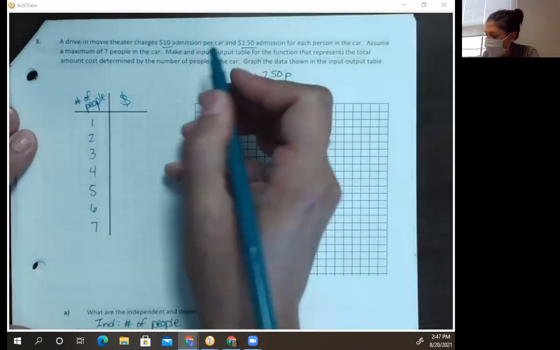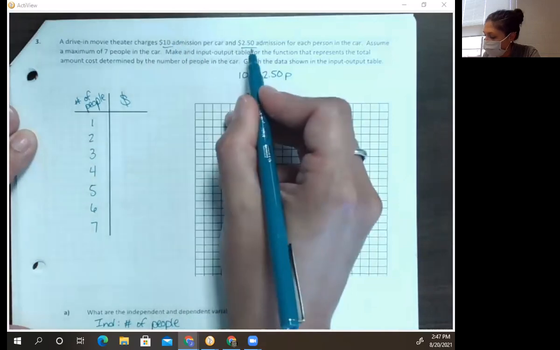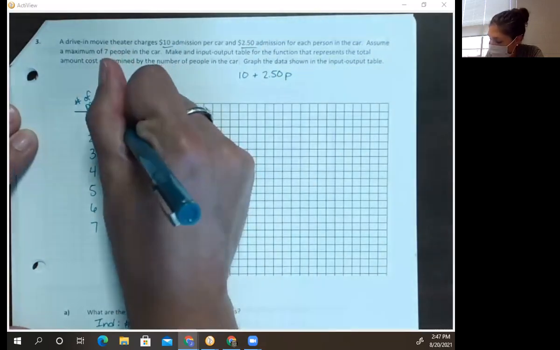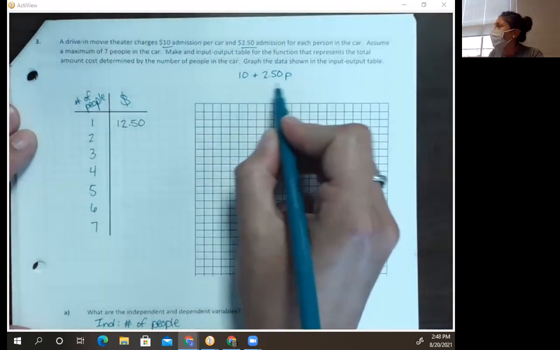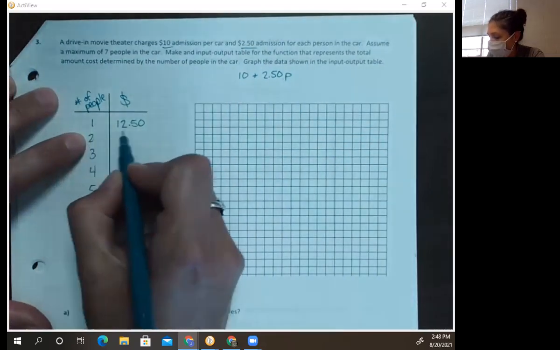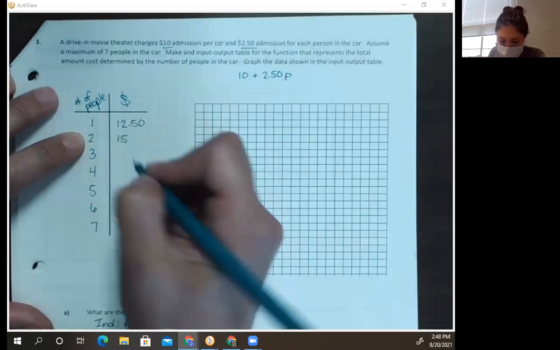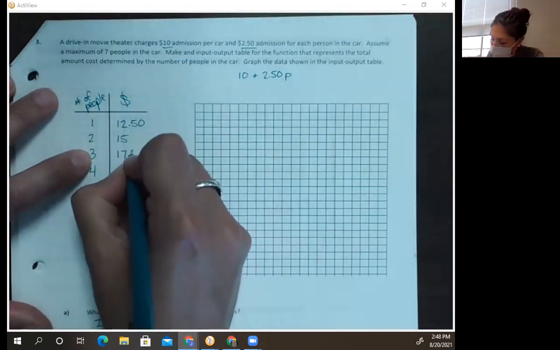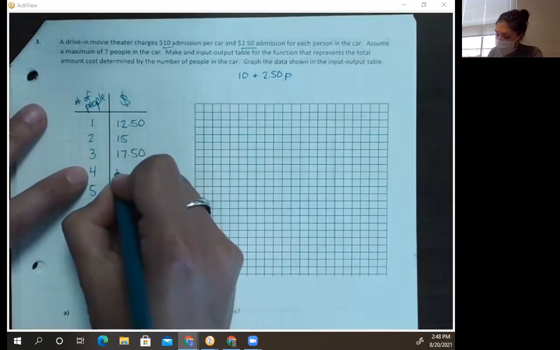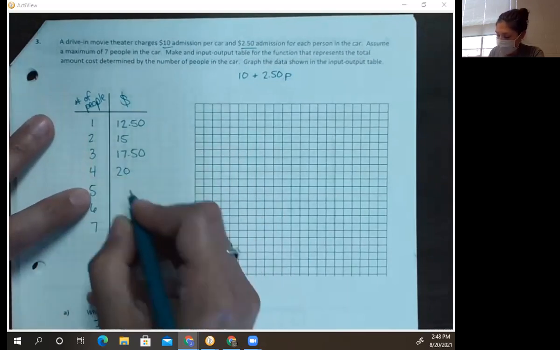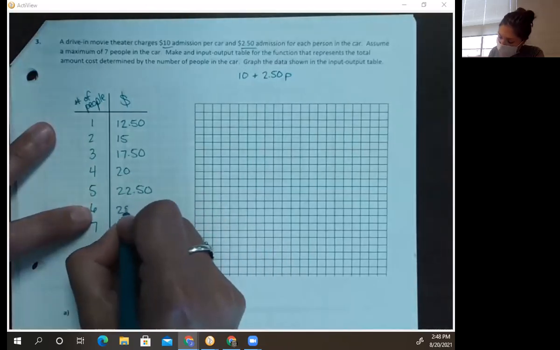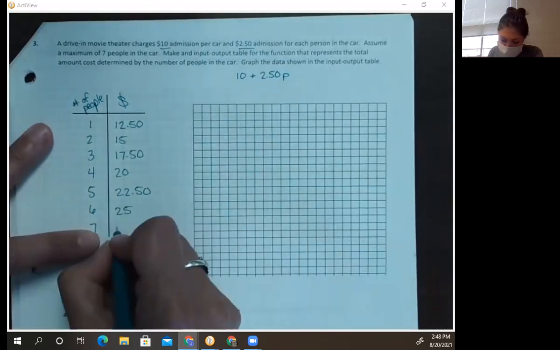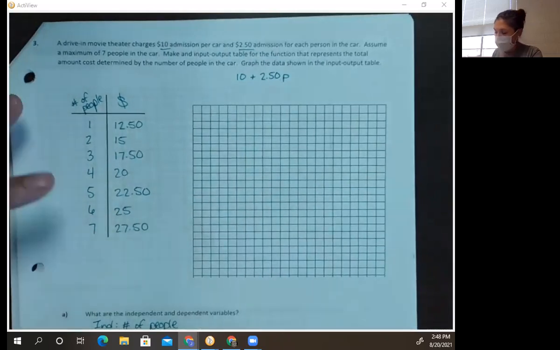Now the cost for one person would be $10 for the car plus that $2.50 admission for the person. So that would be $12.50. And now every person that I add is going to be another $2.50. So for 2 people, I need to add $2.50, so that would be $15. Add another $2.50 and I'm at $17.50. Add another $2.50 and I'm at $20. Another $2.50 and I'm at $22.50. Add another $2.50 and I'm at $25. Another $2.50 and I'm at $27.50. So I have a table of values.